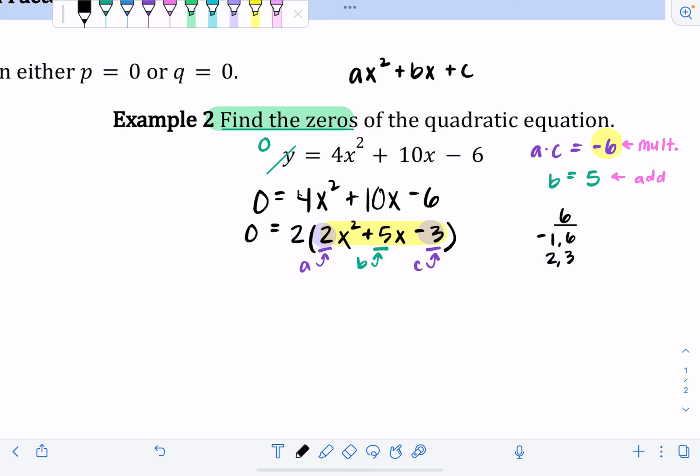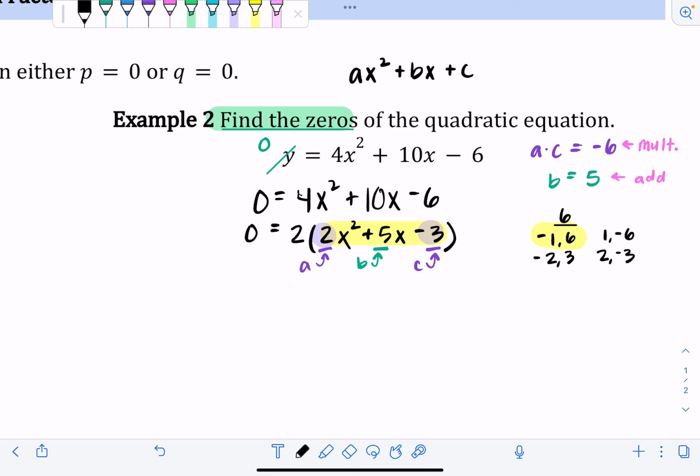So I can use negative 1 and positive 6, 1 and negative 6, negative 2 and positive 3, or 2 and negative 3. But one of the numbers would have to be negative to multiply to negative 6. Now if I pick this combo, negative 2 plus 3 is a positive 1. It doesn't add up to 5. And 2 plus negative 3 is a negative 1. That doesn't add up to 5 either. So the correct combination that adds up to 5 would actually be negative 1 and positive 6. Negative 1 times 6 is negative 6, and negative 1 plus 6 is 5.